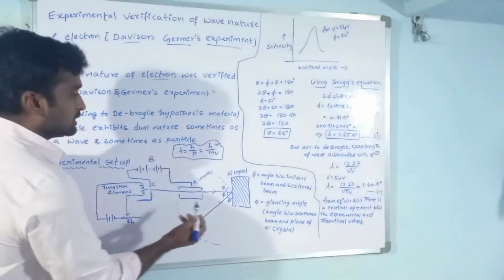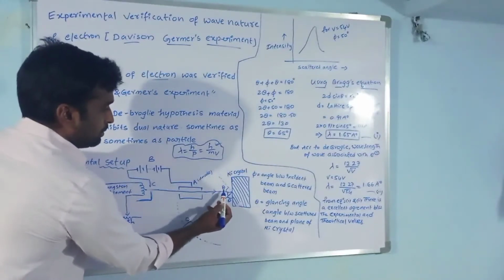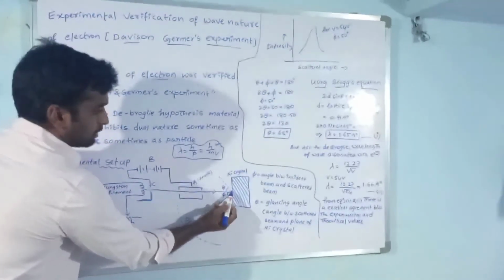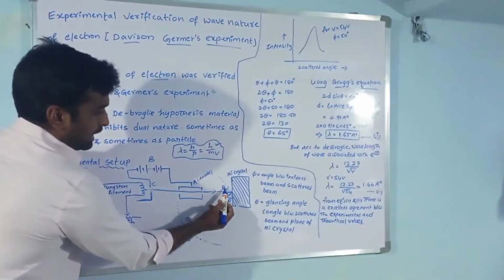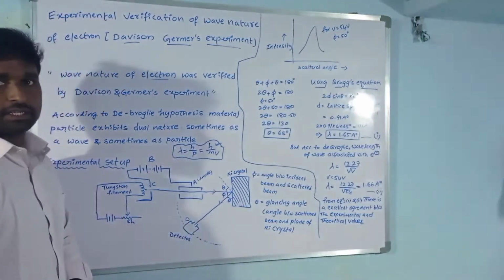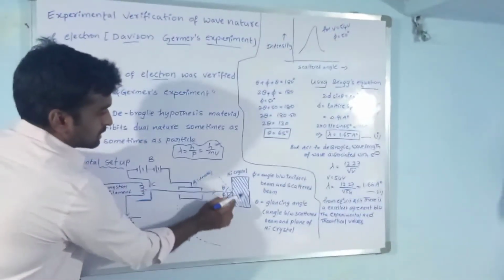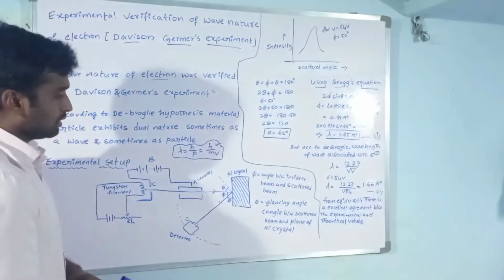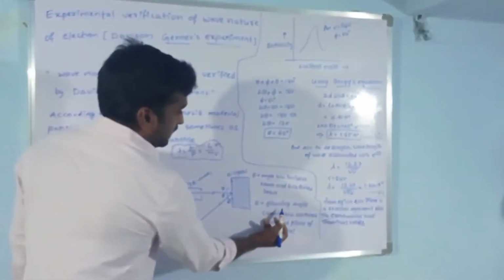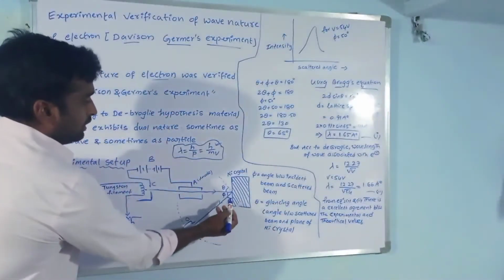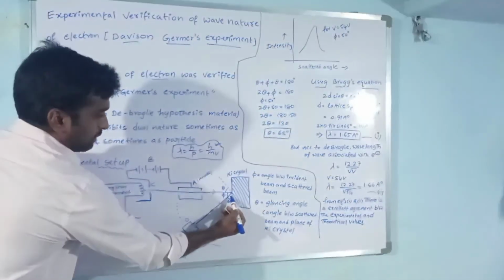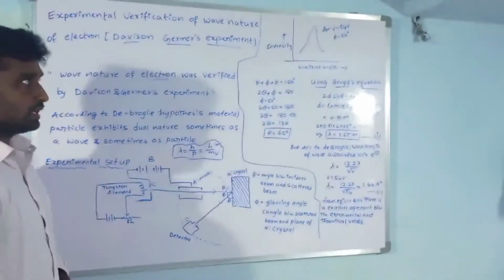What is theta? Theta is the glancing angle. It is the angle between the incident beam and the plane of the crystal surface. This is the nickel crystal plane. This is the structure of the nickel crystal, with different layers. So theta is the glancing angle, the angle between the incident beam, or reflected beam, and the plane of the nickel crystal.